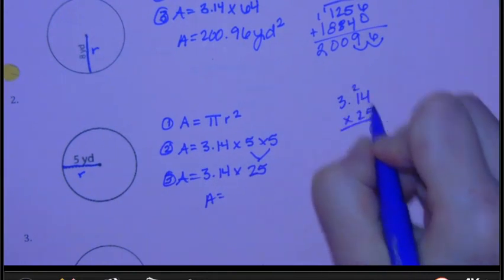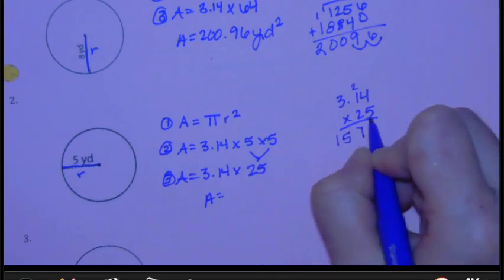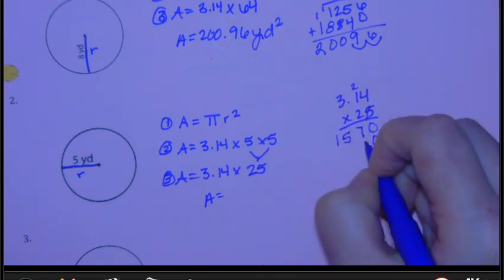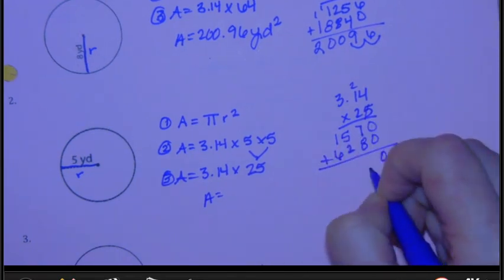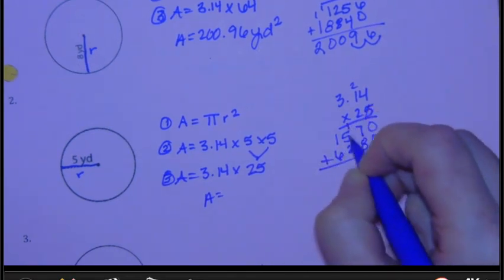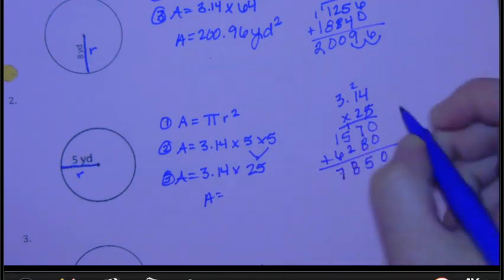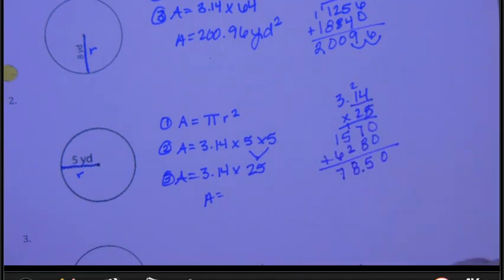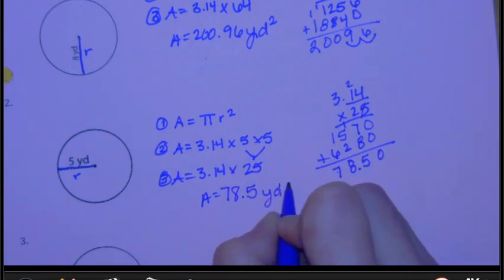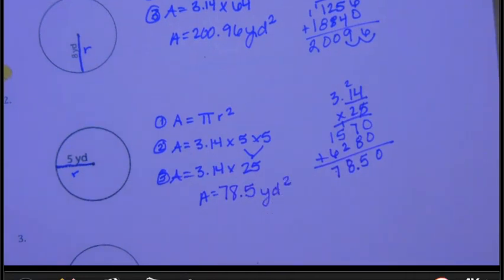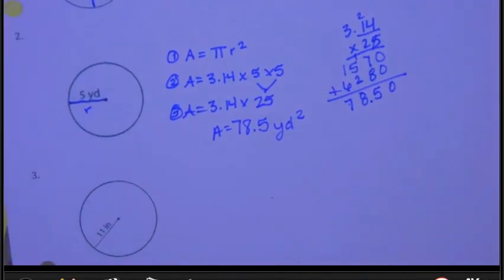5 times 4 is 20. 5 times 1 is 5 plus 2 more is 7. 5 times 3 is 15. Placeholder. 2 times 4 is 8. 2 times 1 is 2. 2 times 3 is 6. 0. 8 and 7 is 15. 5 and 2, 5, 6, 7, 8. 6 plus 1 is 7. I have 2 place values, so I go over 2 to have 78.5 yards squared.